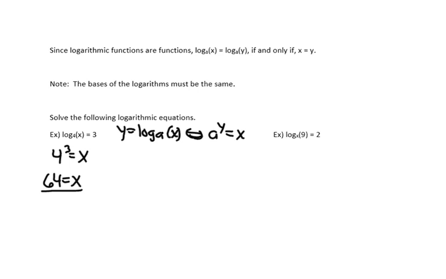Now let's take a look at log base x of 9 is equal to 2. Again, I can rewrite this as an exponential. So that's x squared is equal to 9. Take the square root of both sides, that's x equal to plus or minus 3. Now remember, the base has to be greater than 0 and the base cannot equal 1. So in this particular case, x equal to 3 is the only solution.